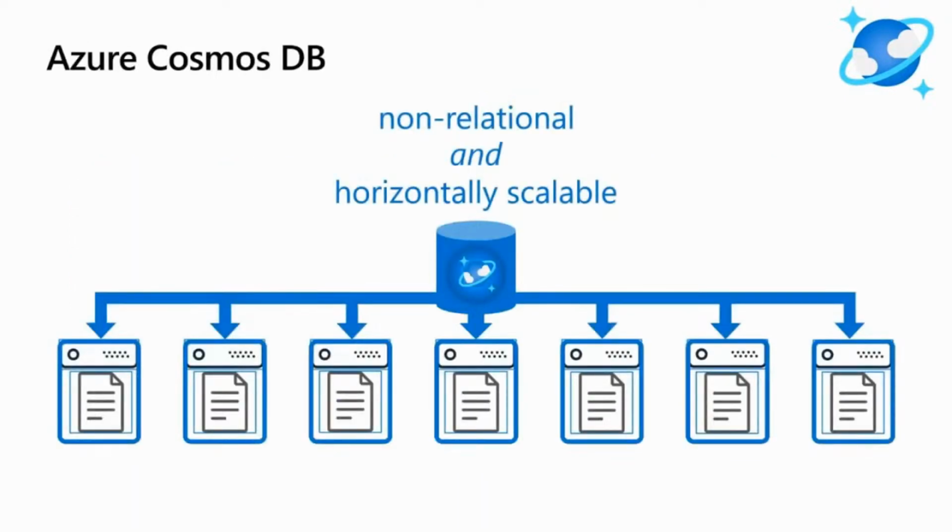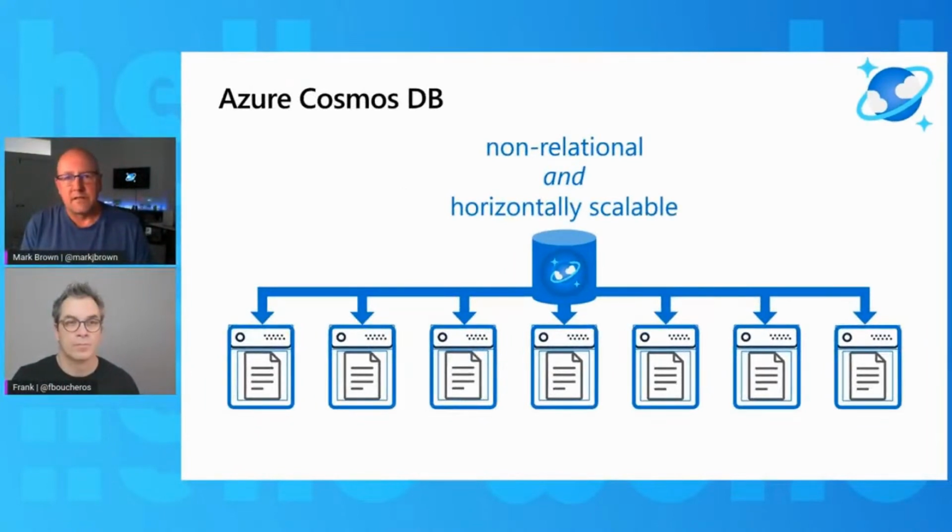So that's the big difference: horizontally scalable and non-relational. Okay, so now I know why it's different, but why would I care? Why should I pick Cosmos instead of something else?